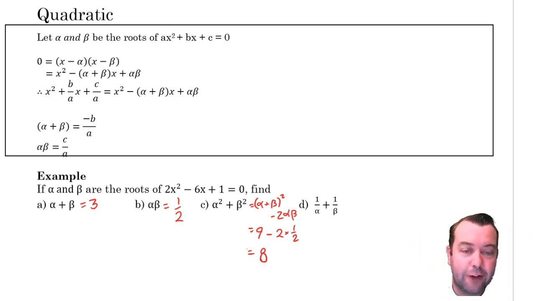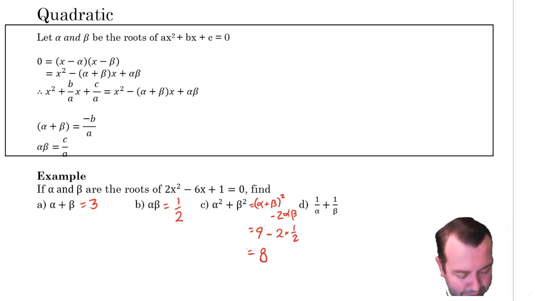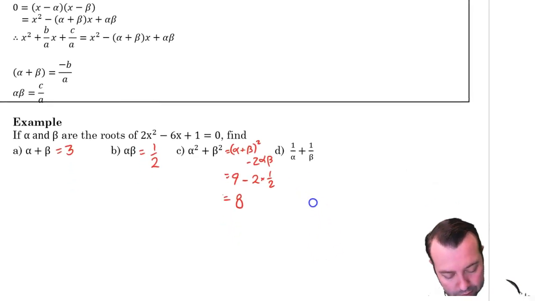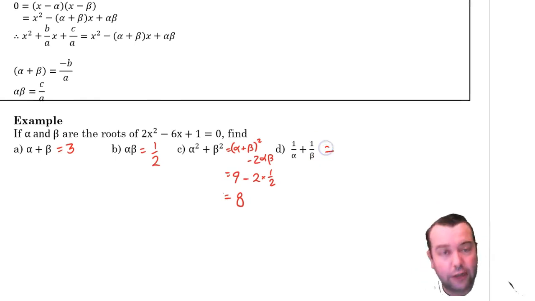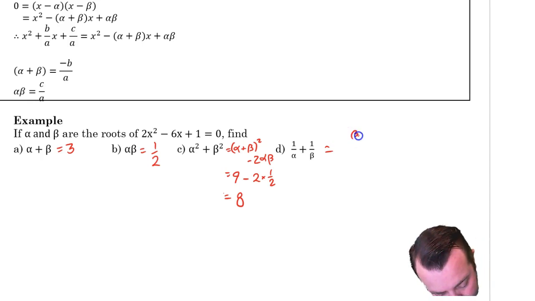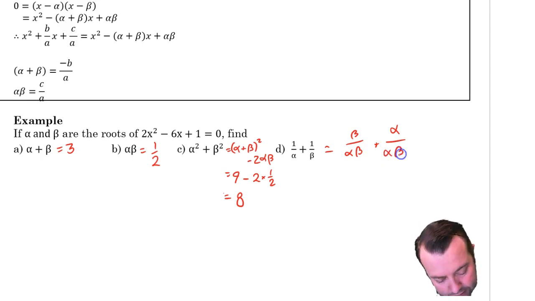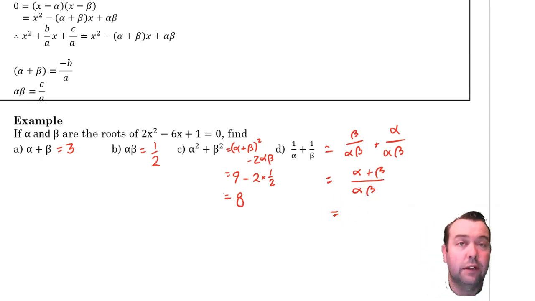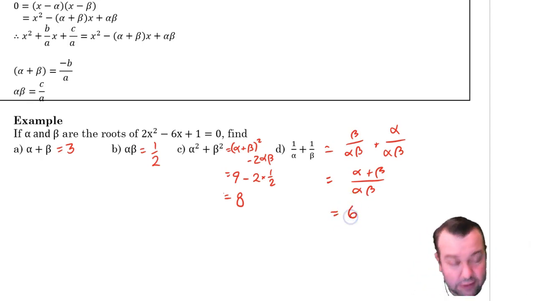And finally, 1 over alpha plus 1 over beta. Now, these seem a bit complicated for the time being. How do we go about solving these? Well, you find there's really only so many questions. You become a bit familiar with them after a while. Because we're adding fractions together, we're going to find equivalent fractions with a common denominator, and that gives us beta over alpha beta plus alpha over alpha beta, which gives us alpha plus beta over alpha times beta. Alpha plus beta is 3. 3 divided by 1/2 is the same as 3 times 2 equals 6.